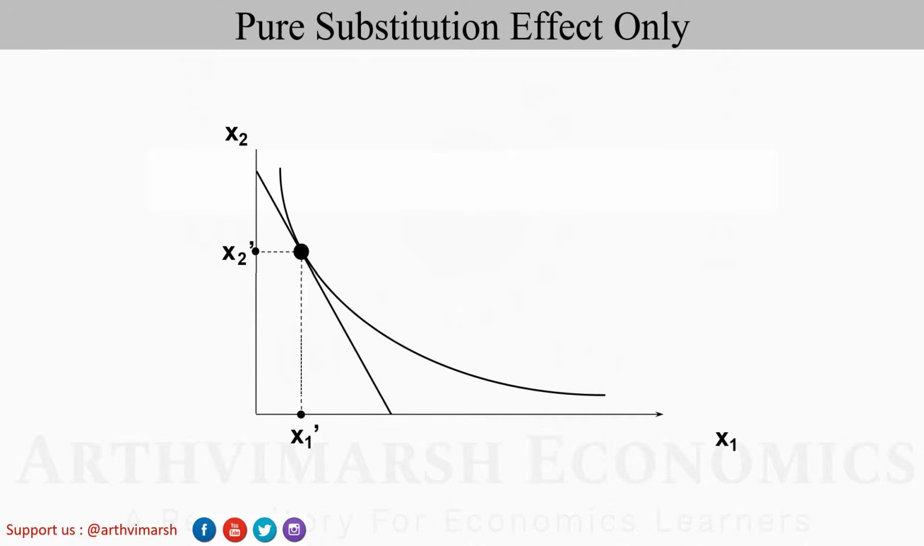So let us say this is our indifference curve IC1, okay, and this is the optimal consumption bundle in the initial setup. Now what happens is that the price of x1 falls.